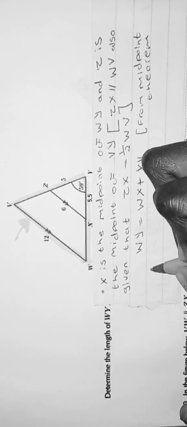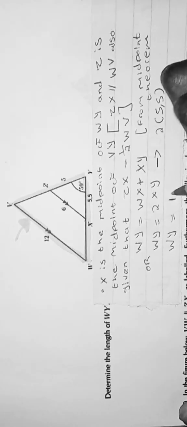This WY is equal to 2 times XY, which will give us 2 times 5.5, and the answer for WY is 11. So 2 times 5.5, the answer is 11.